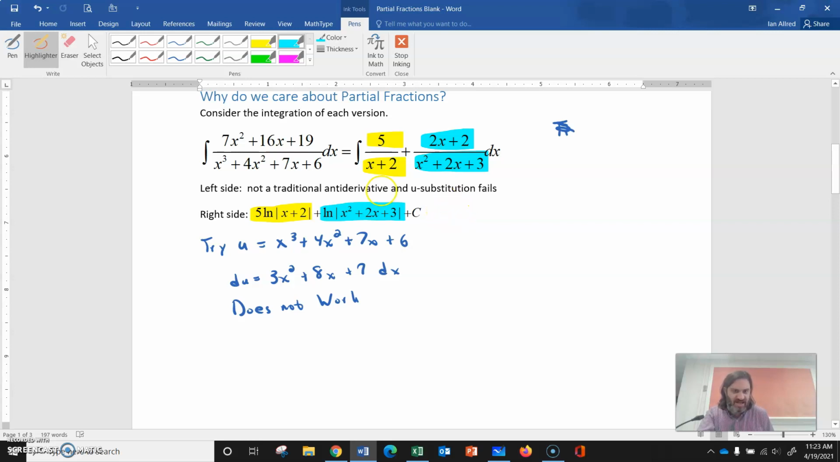So in the next video we'll look at how to create these partial fractions and do a couple of examples.